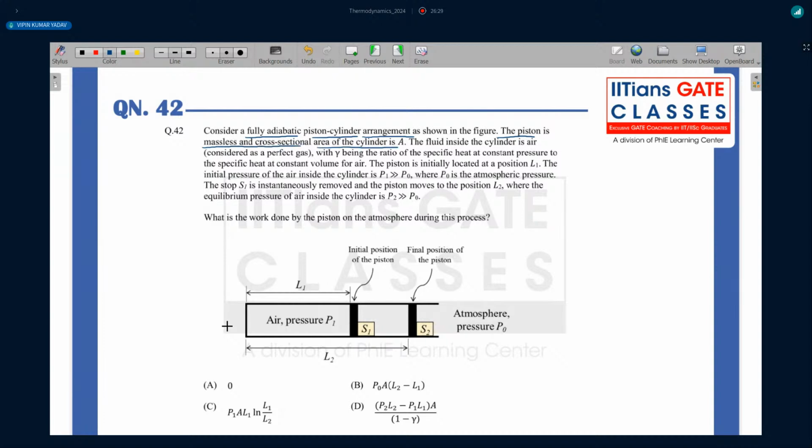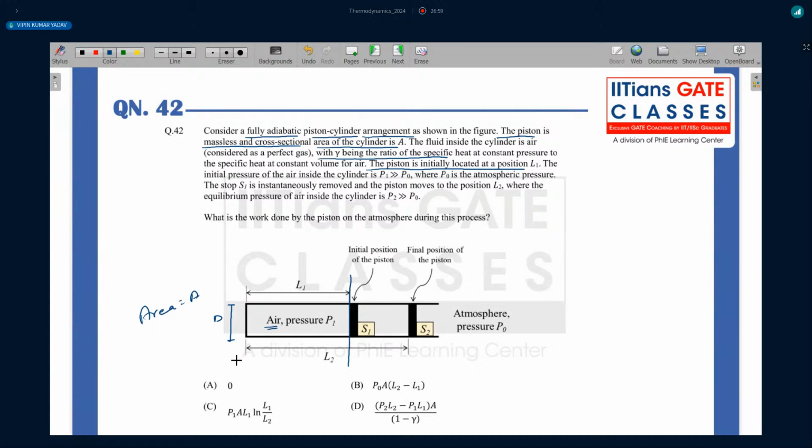The cross-sectional area of the cylinder is A. If this is diameter D, the area is A. The fluid inside the cylinder is air, with gamma being the ratio of specific heats, just normal terms. The piston is initially located at position L1, at this point.